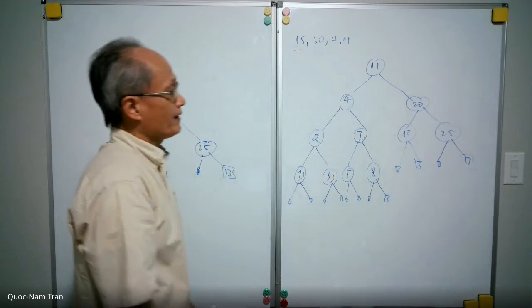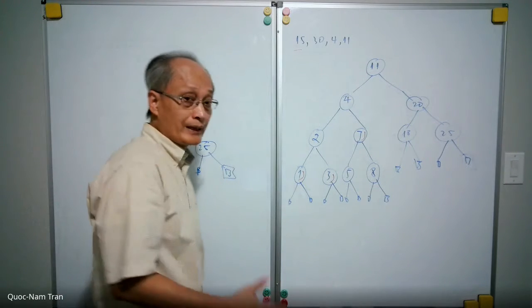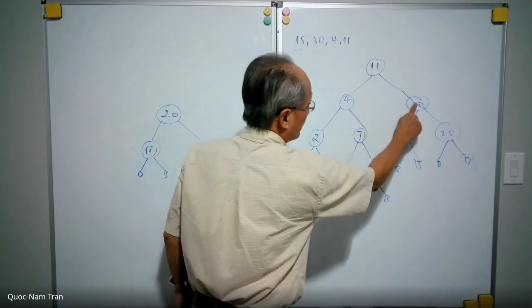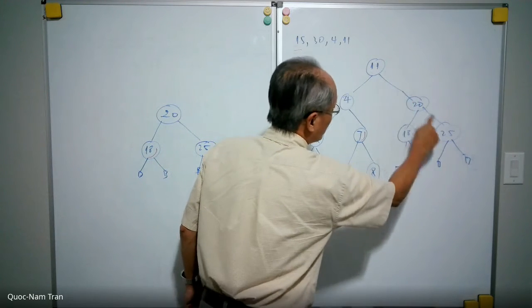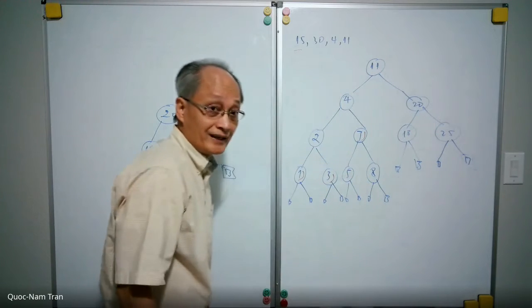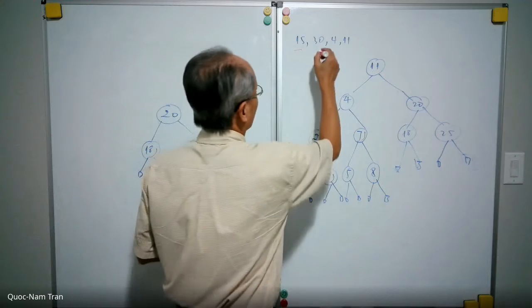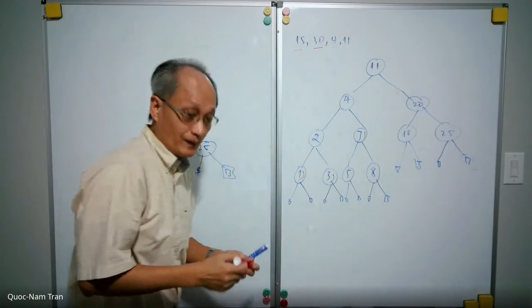So now we have a red-black tree, and we can verify that 1, 2, 3, 1, 2, 3, 1, 2, 3. So we are done with removing the node 30.